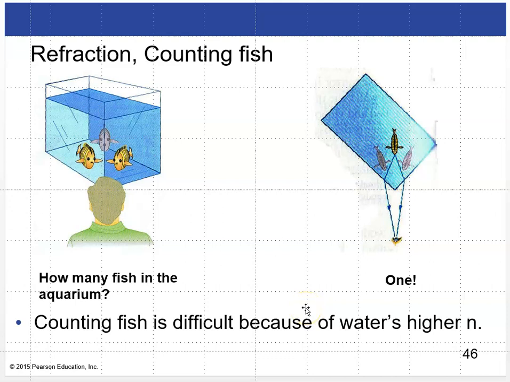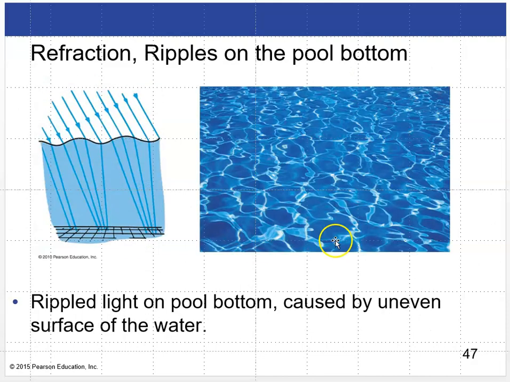Now, suppose you're counting your fish in your aquarium. This is actually one fish. He's producing multiple images. You've probably noticed this at the bottom of a pool on a sunny day. Okay, this is caused by the ripples of water. These act like little lenses and bring the light to focus, and that's what all these bright spots are on the bottom of the water.